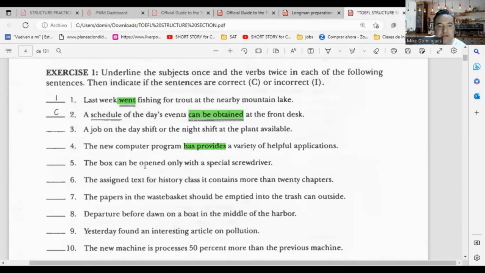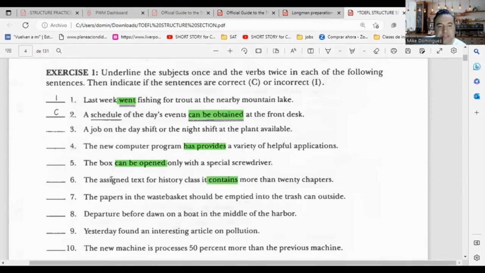Open. Be open. Do I need auxiliaries for this? Can be open. Yes, can be opened. Okay. Number 6. Assigned. The assigned. No, sorry, contained. Contains, right?